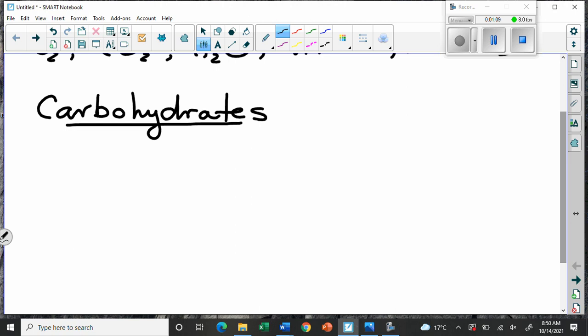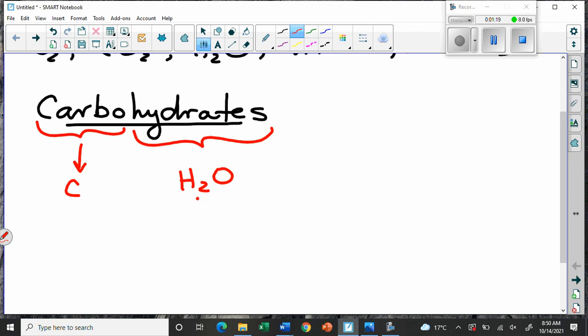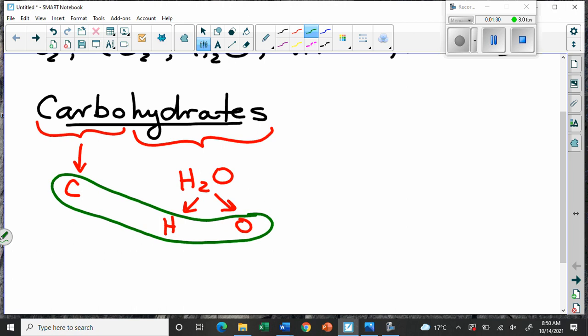If you think about carbohydrate, the carbo part makes you think of carbon, and hydrate makes you think of water, right? And water is made of two things, H's and O's. And so if you put all these together, carbohydrates are molecules that are made up of only three different types of atoms, just carbons, hydrogens, and oxygens.